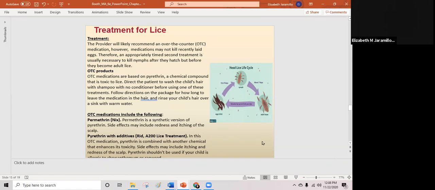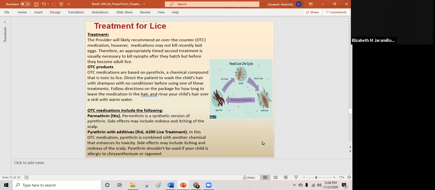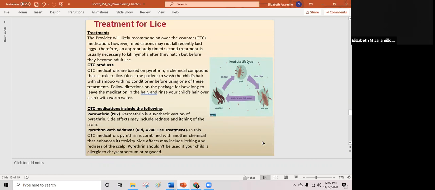Pyrethrin with additives: in this over-the-counter medication, it's combined with another chemical that enhances its toxicity. Side effects are going to include itching and redness of the scalp. Pyrethrin shouldn't be used if your child is allergic, of course, to any sort of chrysanthemum or ragweed.